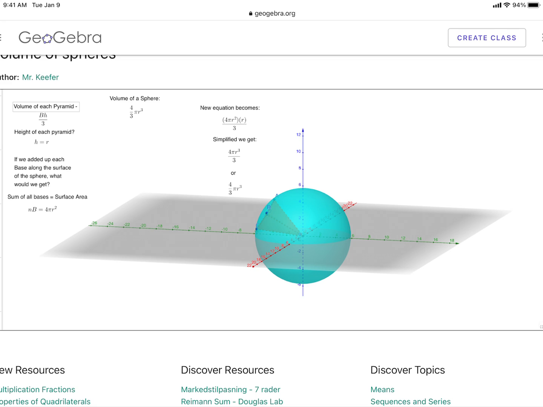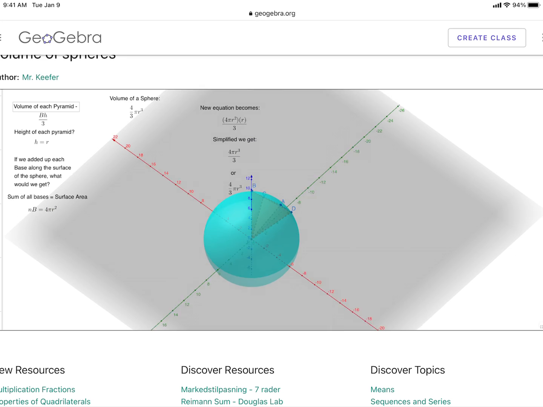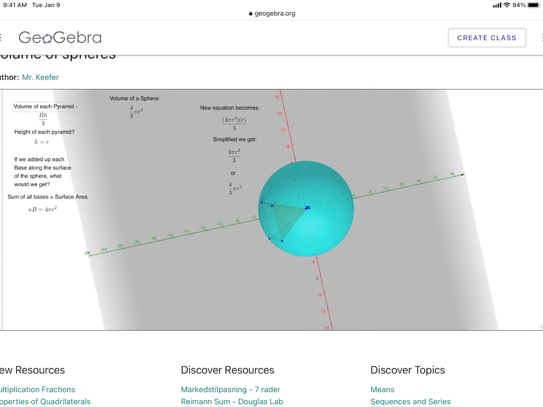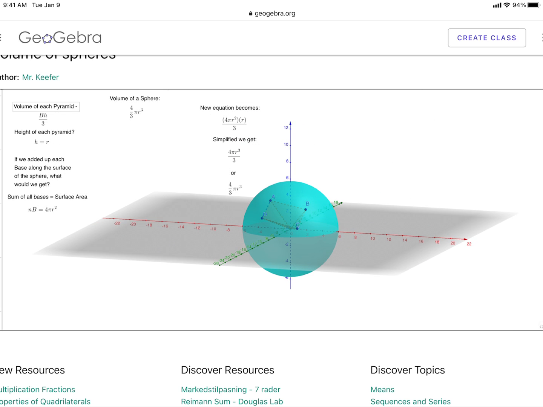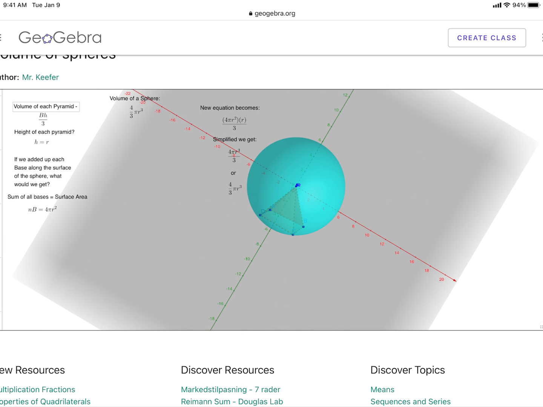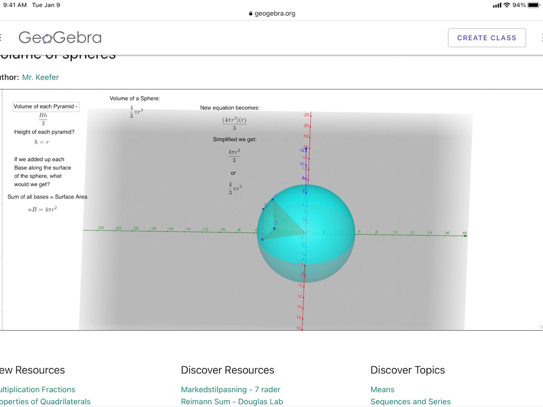Now, again, we made these infinitely small pyramids. If we added up all the bases for all the ones that we would use to create the sphere, we would have the total surface area of the sphere. So the sum of all the bases of all the pyramids that we could make in here. And this won't let me do what I want to do with this.